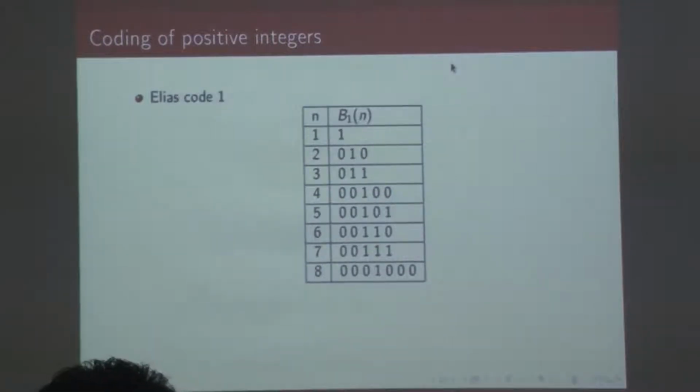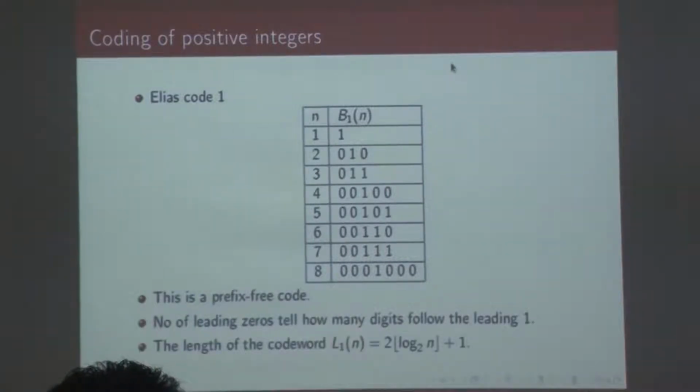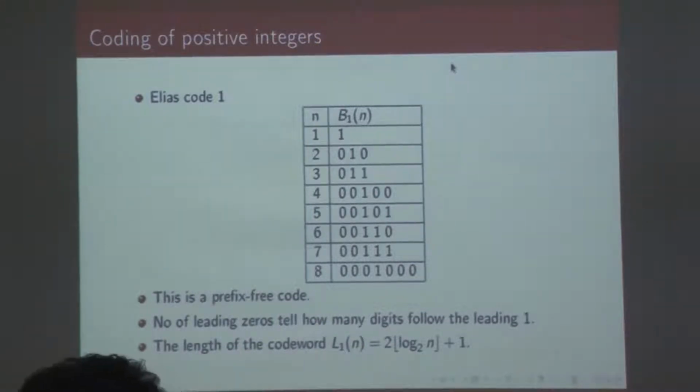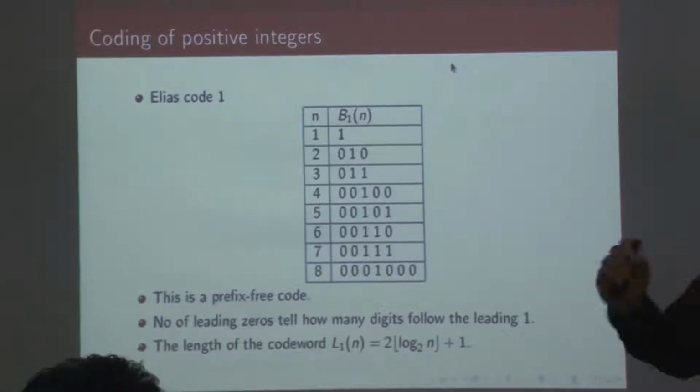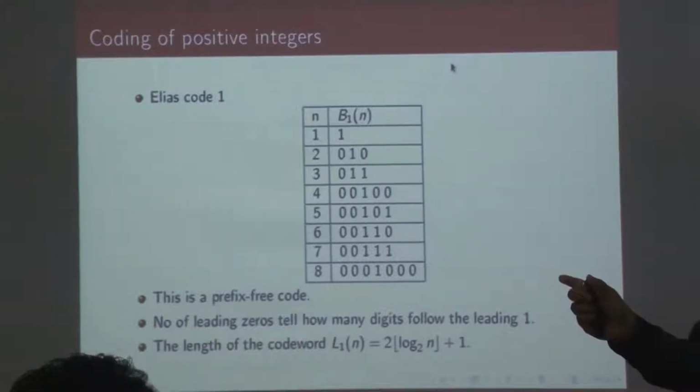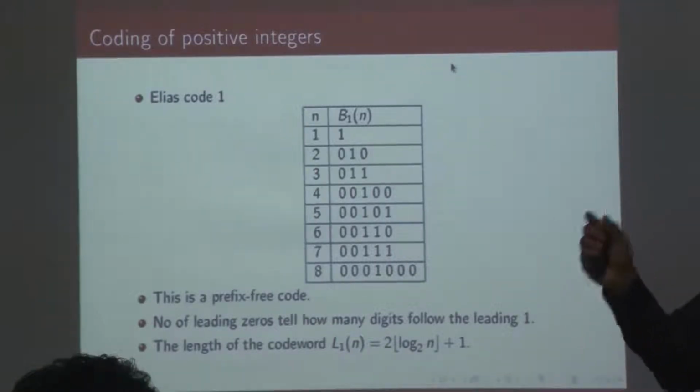Now, let us talk about the Elias code. So, what did Elias do? What Elias did was take the binary representation and prefix it by a run of zeros. And what would be the length of that run? That is equal to the number of bits required to represent that number in binary representation minus 1.